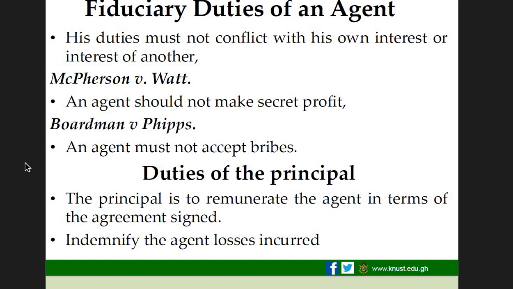Then duties of the principal. Now we are done with the duties of an agent. Now we are going to look at duties of the principal. Yes, and we will finish very soon. The principal is to remunerate the agent in terms of the agreement signed, and indemnify the agent's losses incurred. So you pay the agent as agreed, and you make sure you cover losses if the agent incurs expense or is sued for doing their job lawfully.